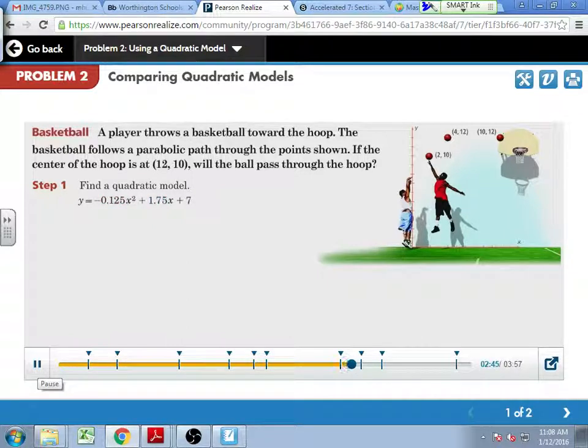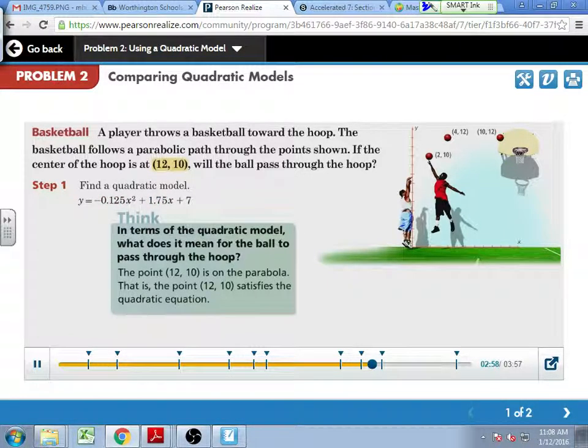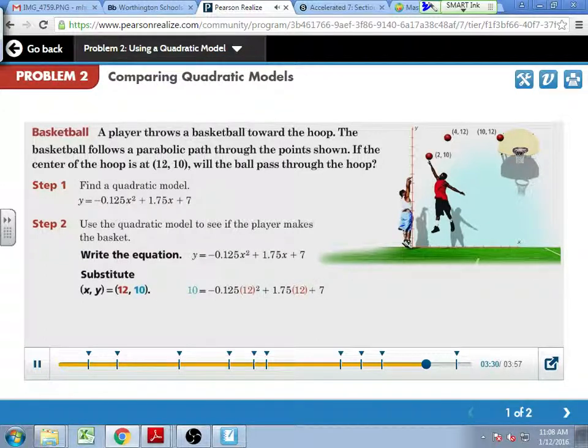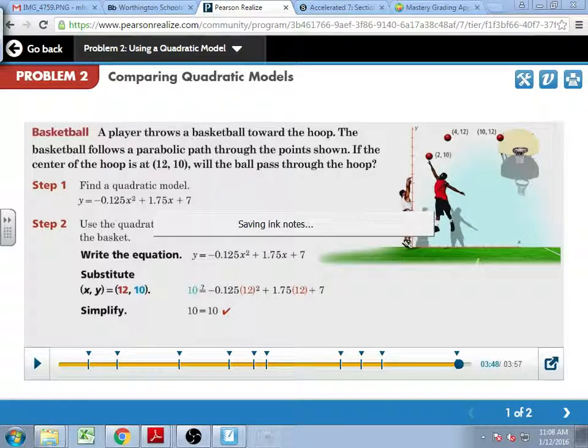So we sub it in to see if the point is on the parabola. If it's on the parabola, it'll be true. It will equal. If it doesn't equal, it's not on the parabola, and it's not a solution. Since 10 does equal 10, we know this is true. Questions, comments, concerns?